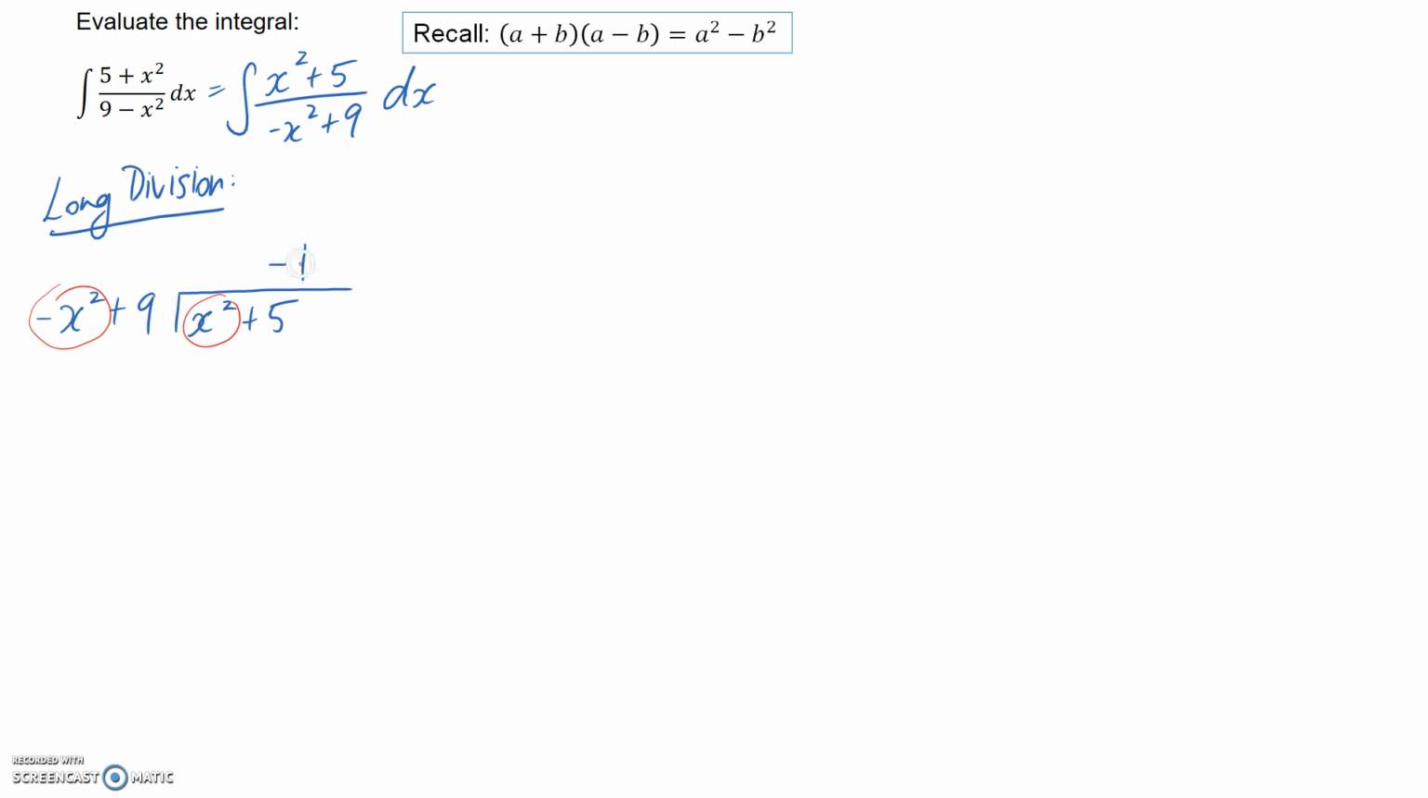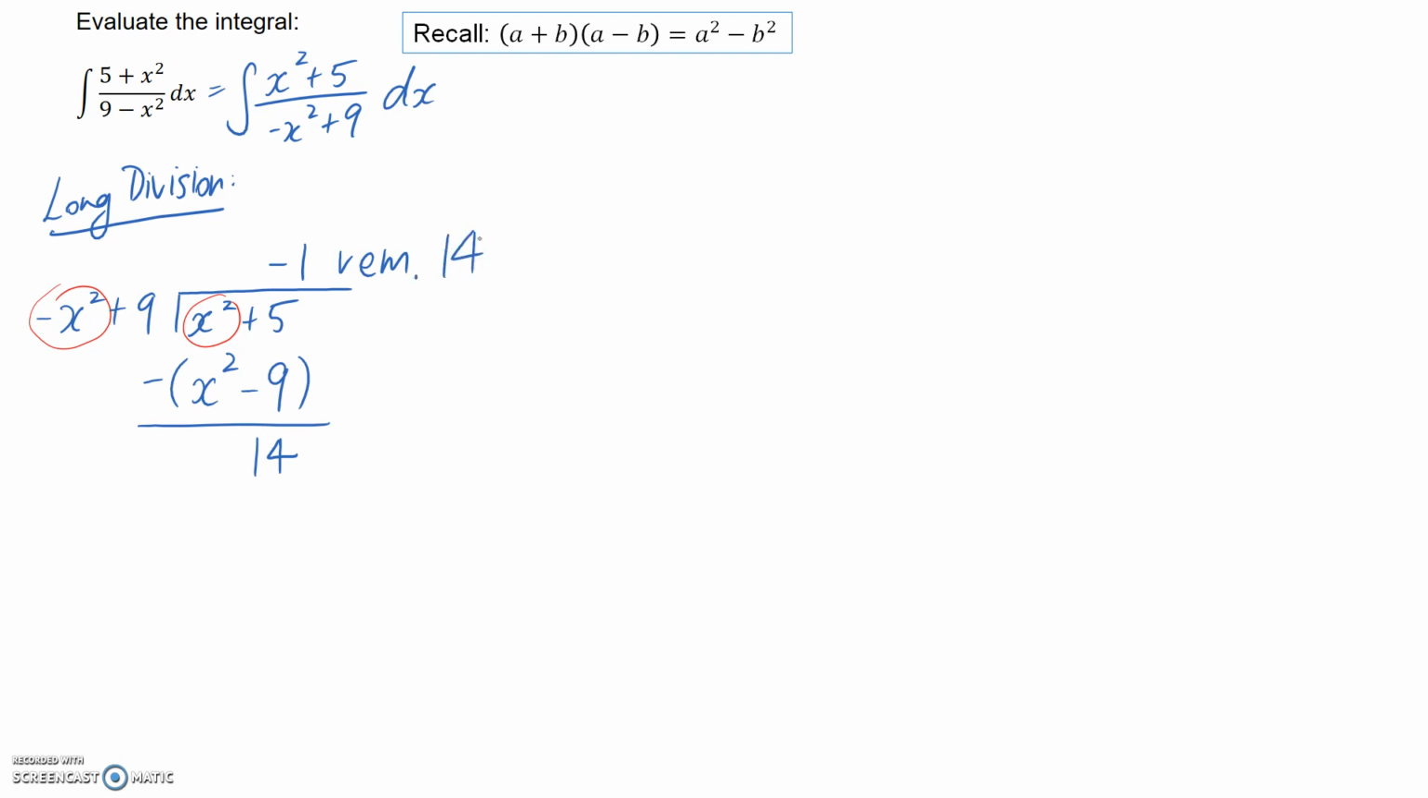So if I do negative 1 multiplied by negative x squared, that's going to give me x squared. We've got a double negative, so it becomes positive. And then I do negative 1 times the 9, which gives me negative 9 overall. So I want to take this away from what I have up here. So x squared minus x squared leaves me with 0. And then 5 minus negative 9, so double negative makes it positive. So overall, 5 plus 9 gives me 14. So that means I have a remainder of 14 from this division.